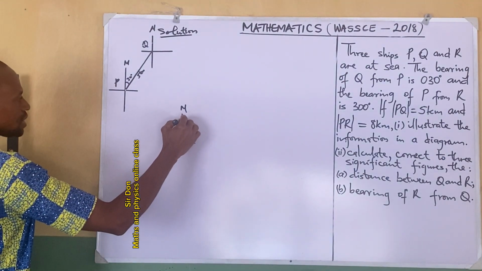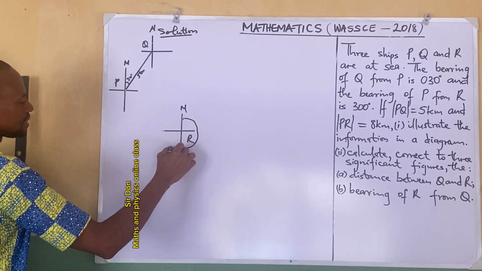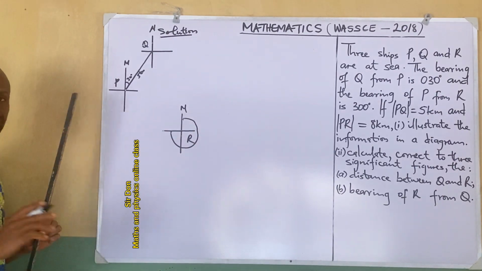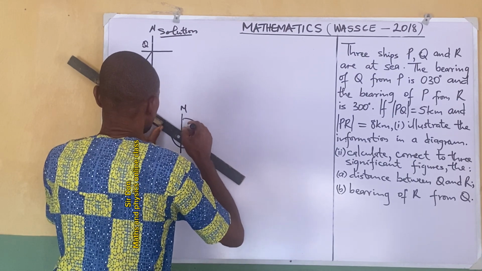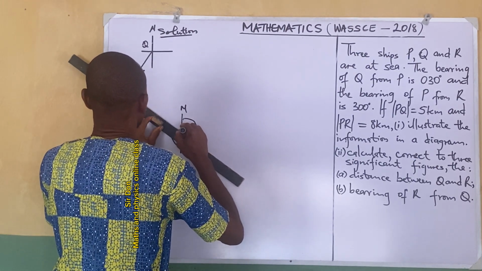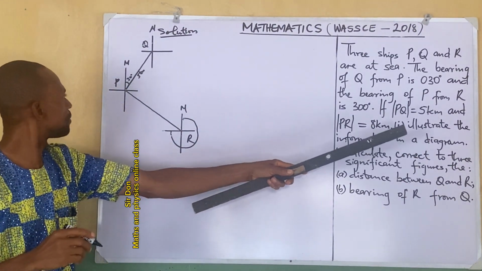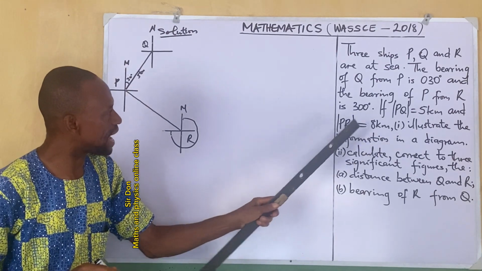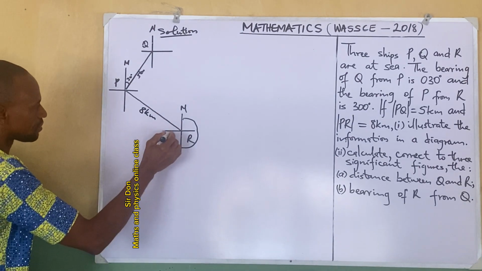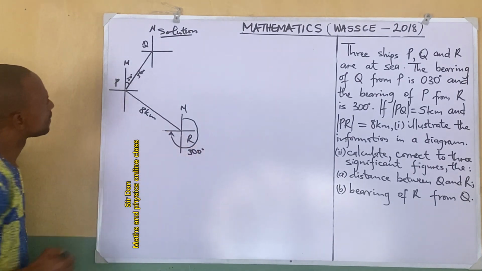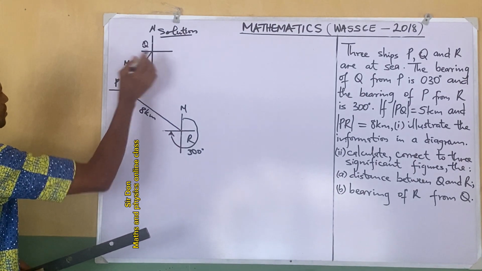So you start from the north and go 300 degrees. 90, 180, 270. 270 plus 30 degrees is 300. Now, the question says PR is 8 kilometers, so this PR here is 8 kilometers, and this angle is 300 degrees. Now, alternate angles are equal, so this angle is also 30 degrees.